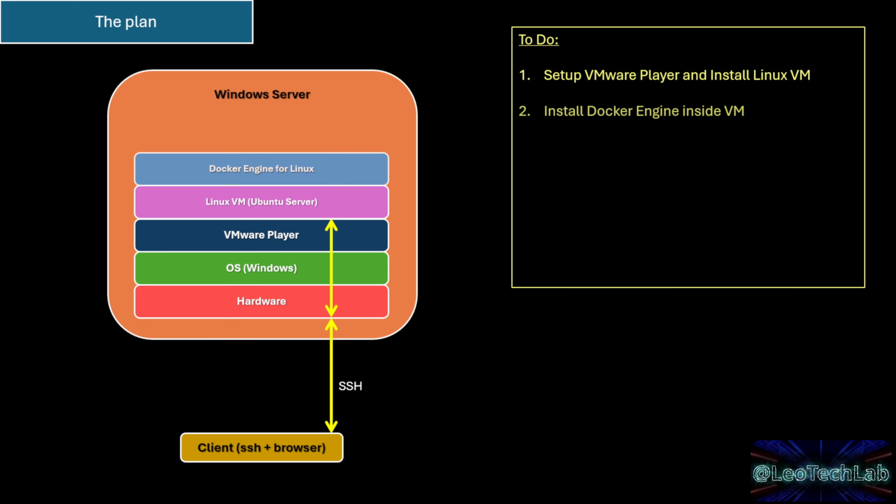Next, we're going to install the Docker engine inside our Linux virtual machine. For more details, check the video dedicated to this topic in the description. After that, optionally, we'll enable shared folders for our containers. You can look at these steps in more detail in the virtual machine installation video in the description.